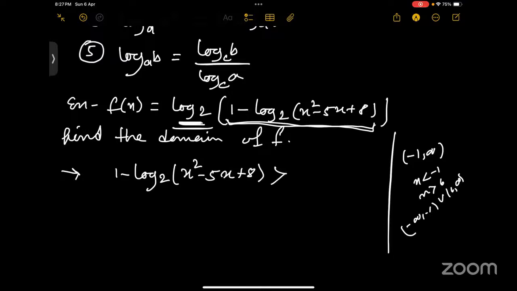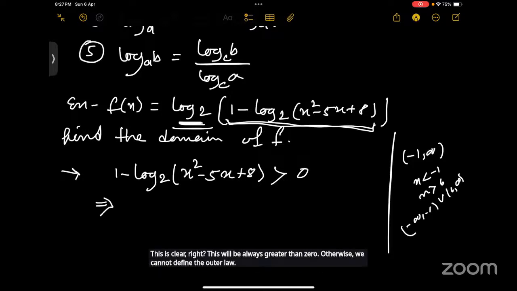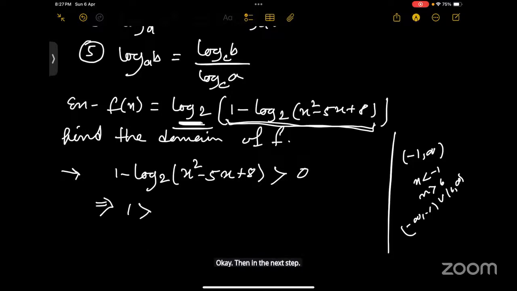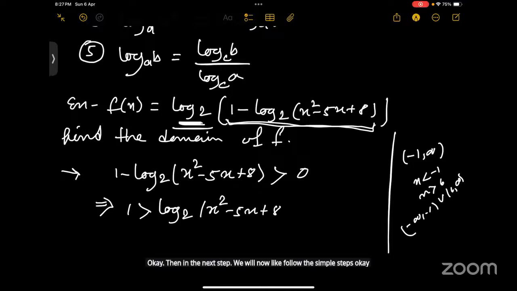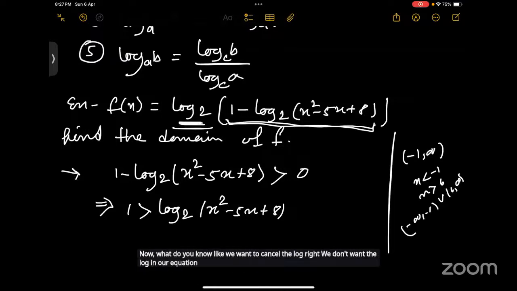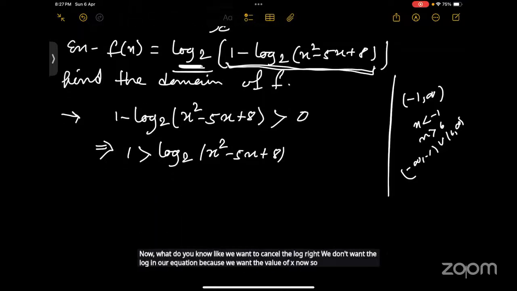This is clear, right? This will always be greater than 0. Otherwise, we cannot define the outer log. Okay. Then in the next step, we will follow the simple steps. Now, what do you know? We want to cancel the log, right? We don't want the log in our equation because we want the value of x now. So what should be the next step?